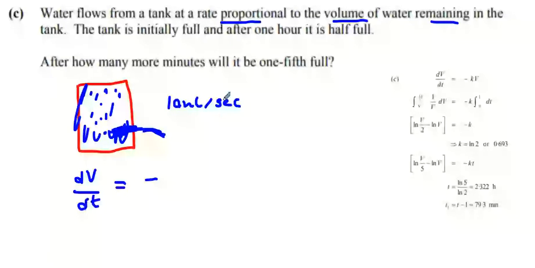So the question describes this sort of system. That's why there's a k here, to say that it's proportional to the volume remaining, which is V at any given time. So that starts off your marking scheme with the system that you set up.